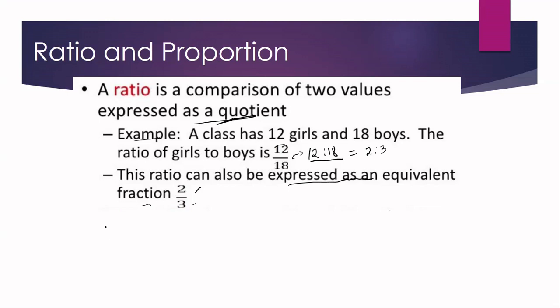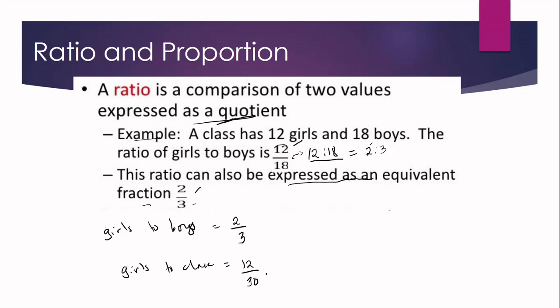So if you are asked the ratio of girls to boys, then the ratio is 2 is to 3 or 2 over 3. And for example, you are asked to get the ratio of girls to class. Based on here, the girls are 12. And how about the total number in class? Since there are 12 girls and 18 boys, therefore the class is equal to 30.